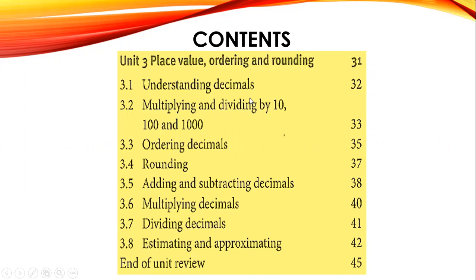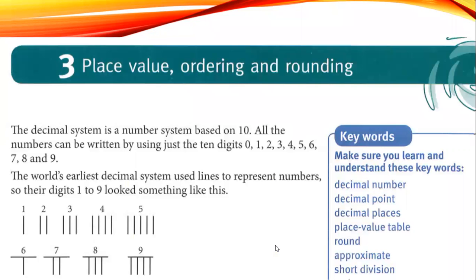Okay, so understand first what is decimal, then we will understand what is multiply and divide. And then we will discuss ordering, how we order the decimal numbers. Then we will learn how we round these decimal numbers, and at the end the addition and subtraction of decimal numbers. The second last is multiplying decimals and dividing decimals, and the last one is estimating and approximately. Now here, place value and rounding is our third chapter name.